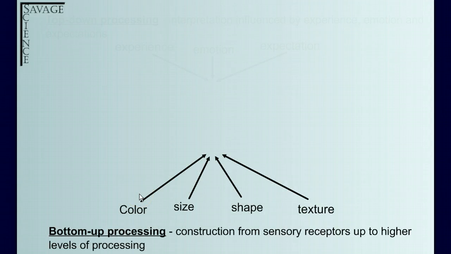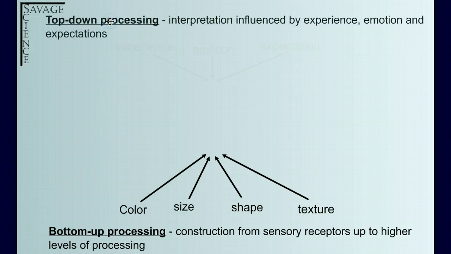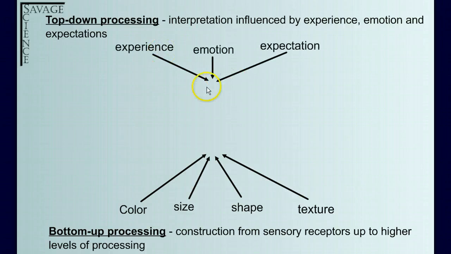For example, if we look at an image, we can see its color, its size, its shape, its texture, and then we're going to construct up from the sensory receptors to a higher level of processing. We call this bottom-up processing. But we also have top-down processing, interpretation that's influenced by experience, emotion, and even expectation. Those come together, and where these two meet in the middle, we have perception.